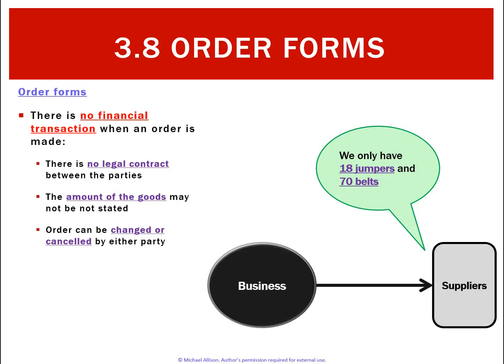Importantly, the order can actually be changed. So whilst we ask for 20 jumpers and 100 belts, the supplier might actually say there's only 18 jumpers and 70 belts. So we don't have a legal transaction if the amounts haven't been agreed upon yet.